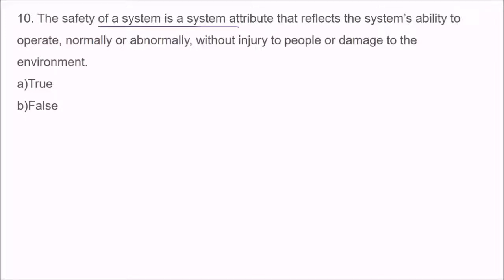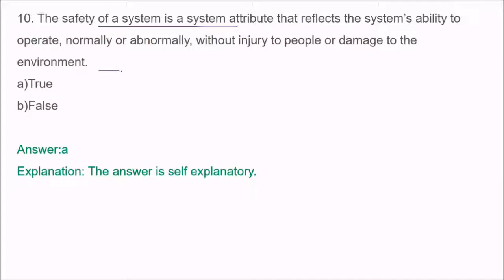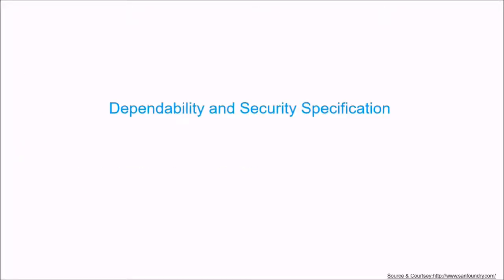The safety of a system is a system attribute. Is it like that? Yes. It's very true that the safety of a system is a system attribute that reflects the system's ability to operate, normally or abnormally, without injury to people or damage to the environment. Now we come to the third topic of today, dependability and security specification.